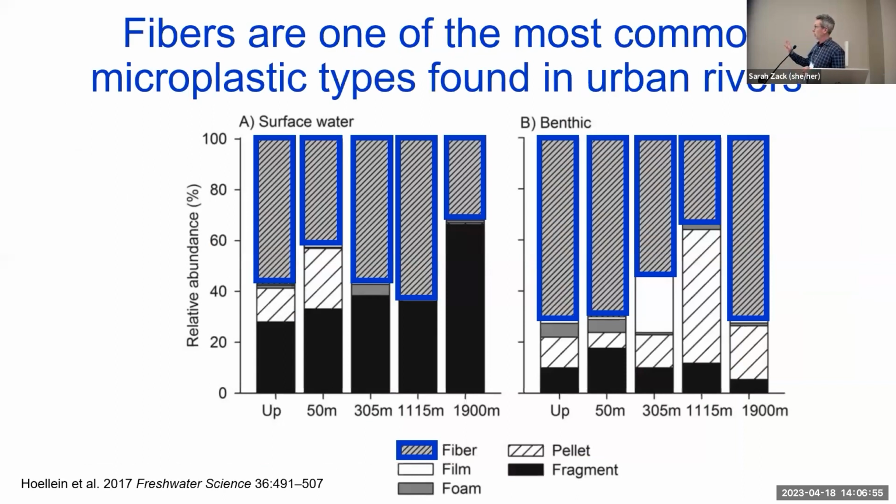This data is from the Chicago River. The graph to the left is surface water. The graph to the right is sediment from the benthos of the river. And you can see in both of these habitats, and the samples were taken upstream and downstream of a wastewater treatment plant, that microplastic fibers are one of the most common microplastic types we find.